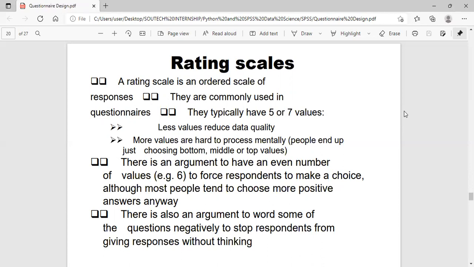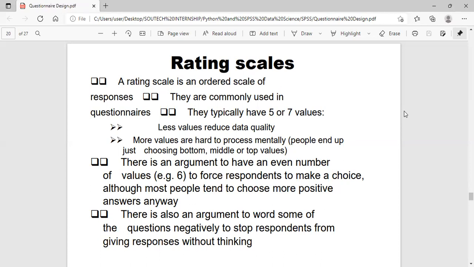Next, fewer values reduce data quality. More values are hard to process mentally. People end up just choosing bottom, middle, or top values. There is an argument to have an even number of values, that's 6, to force respondents to make a choice, although most people tend to choose more positive answers anyway.